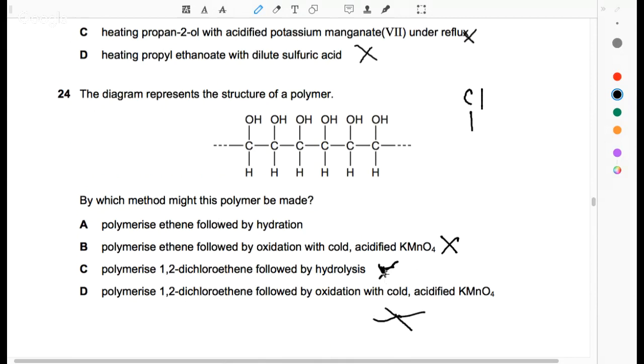But if you have a 1,2, they're talking about 1,2. Then this one would have 2 H's. So it's not that one. It's A. Hold on. Yep. Cool.